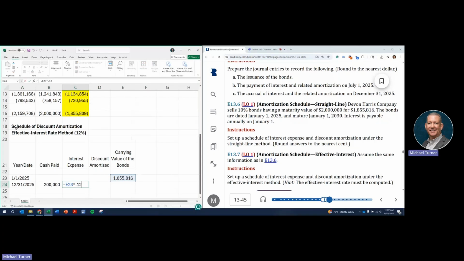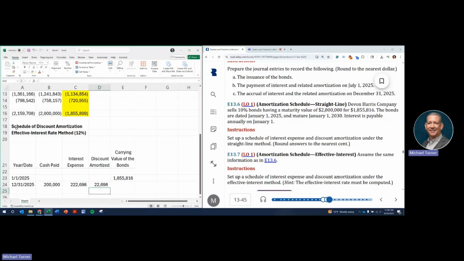So the net carrying value of the bonds was $1,855,816 throughout the entire 2025 year. And so therefore, the effective rate we will multiply against that. We found 12% times the carrying value of the bond, and we get $222,698. Therefore, the discount that will be amortized essentially the very next day on January 1st, 2026, when we make our first payment, is $22,698.